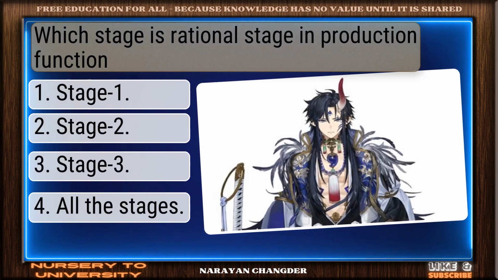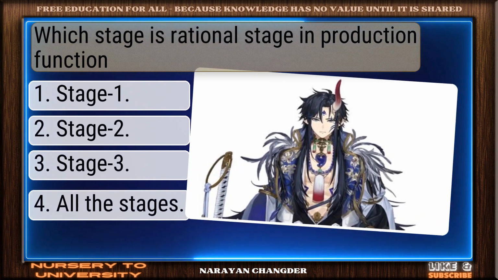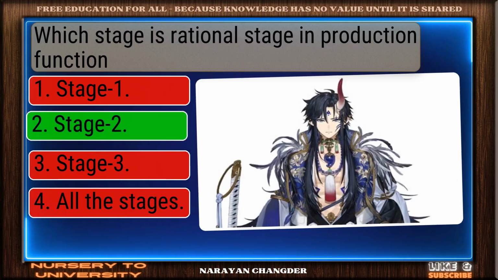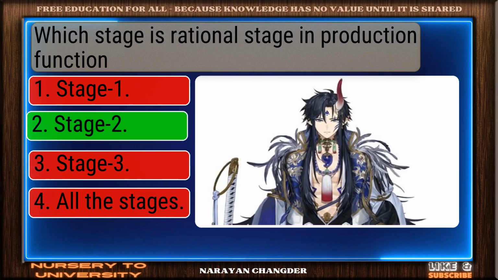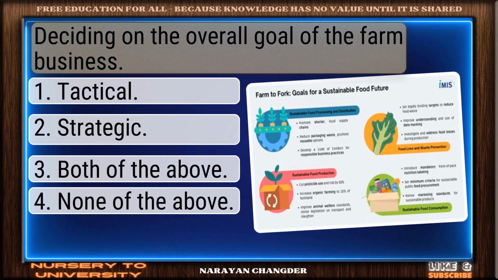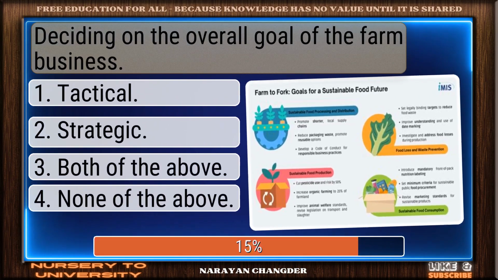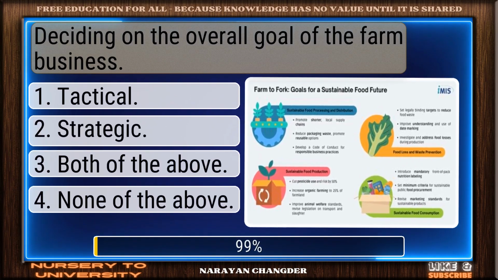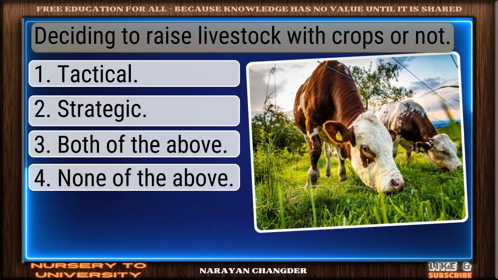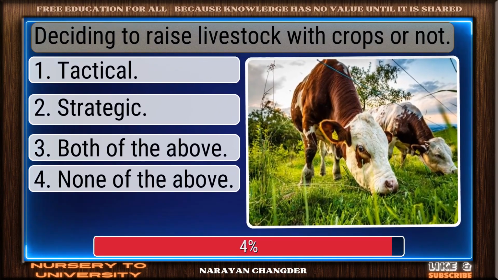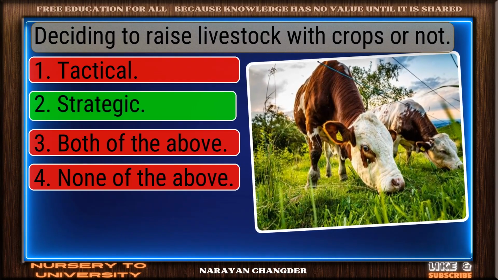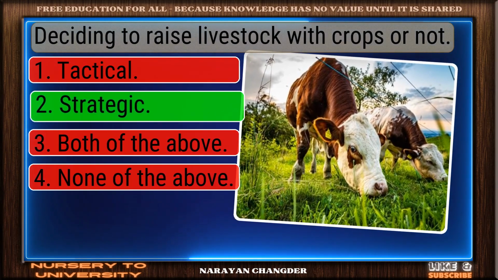Which stage is the rational stage in the production function? Well reasoned. Stage 2 is the correct choice. Deciding on the overall goal of the farm business. Strong choice. Strategic is the right answer. Deciding to raise livestock with crops or not? You got it. Your choice, strategic, is right.